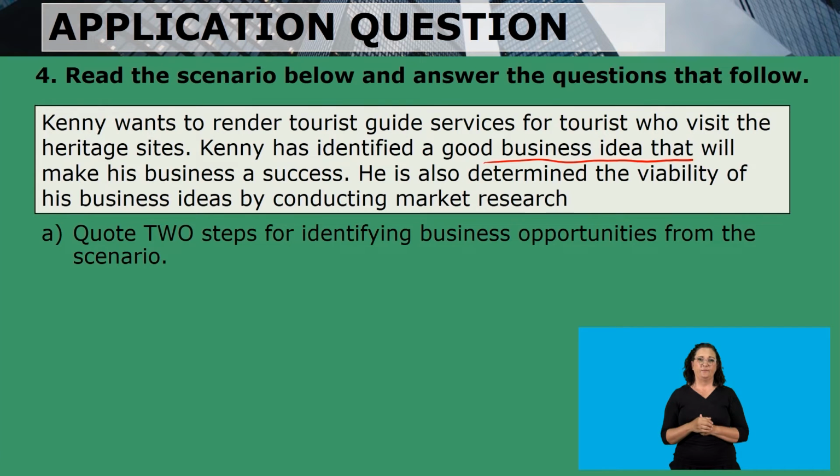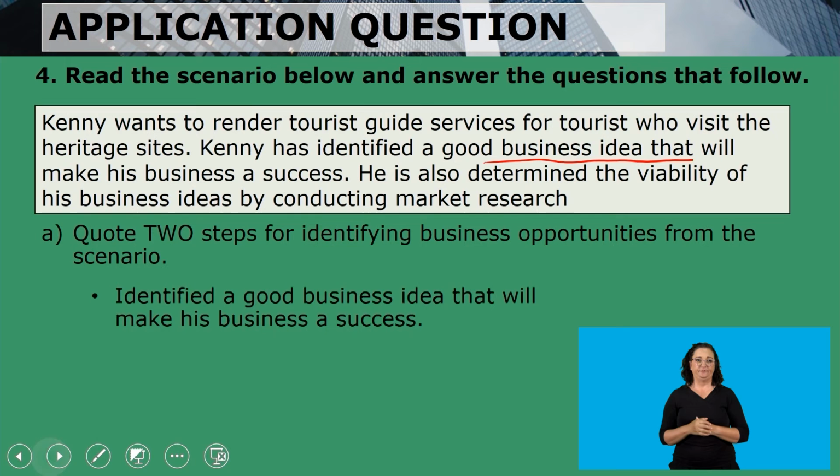He has also determined the viability of his business idea by conducting a market research. Right, the first question says, quote 2 steps for identifying business opportunities from the scenario. Right, so let us quote. You've got the answer here, but don't forget when they say quote, the answers are taken word for word directly from the scenario, but they said 2. So we've quoted the first one. It says, identified a good business idea that will make his business a success. Word for word from the scenario, nothing was changed.